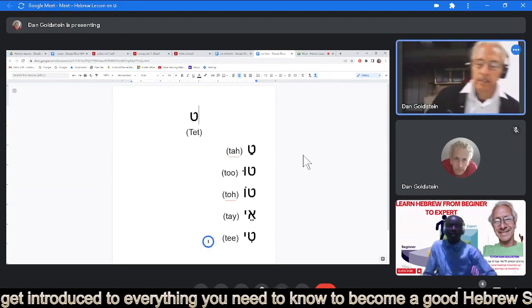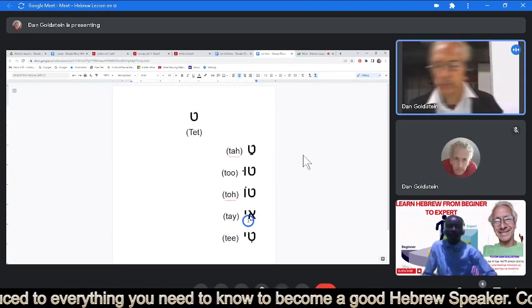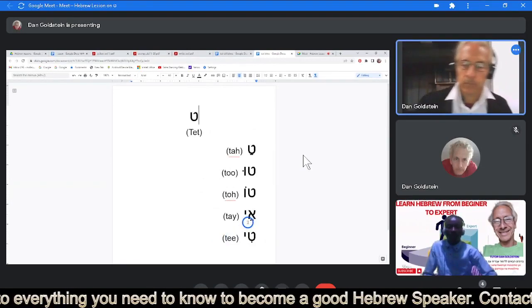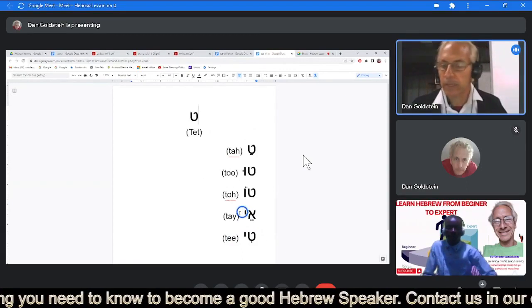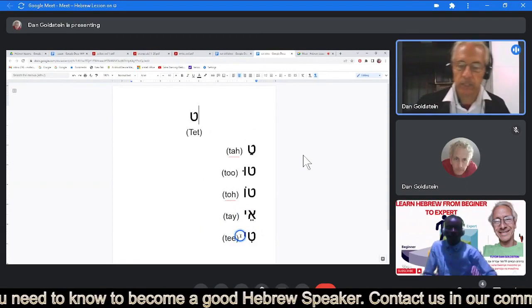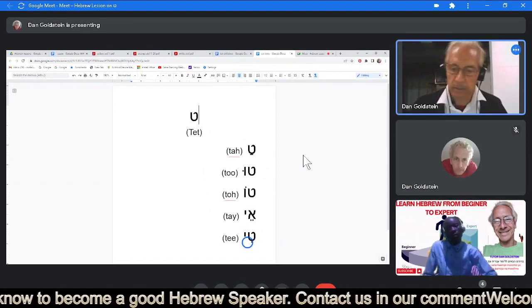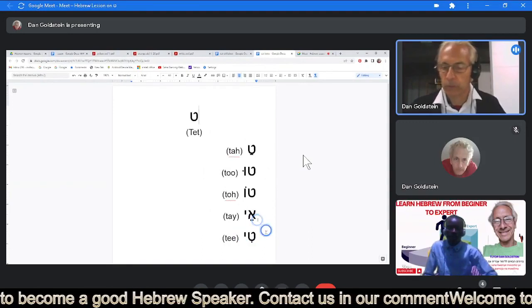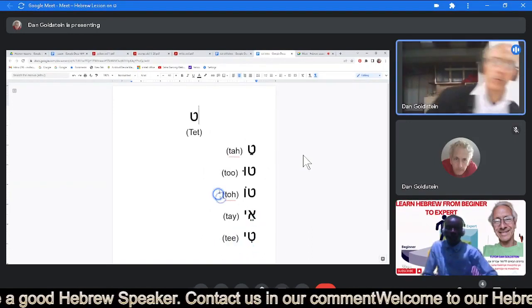Exactly. So the key is to notice two dots with the tsere combined with a yud for the long version of the tsere. And in the case of the chirik, one dot under the consonant combined with the yud to form the long version of the chirik. Very good. Although I think we can continue.